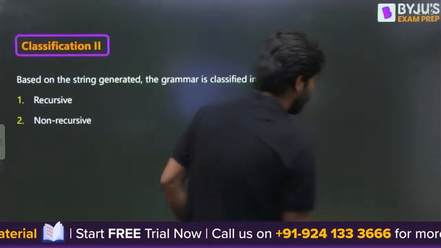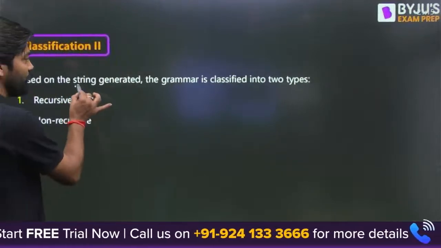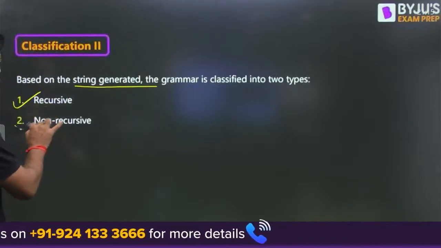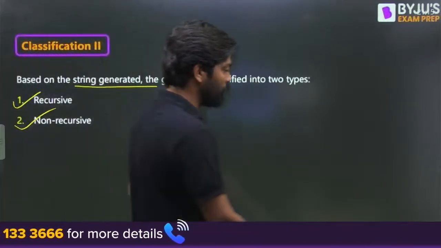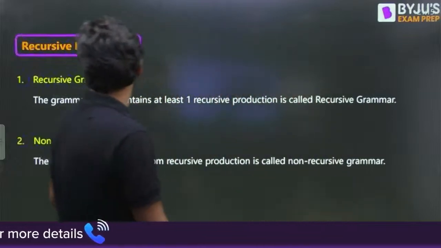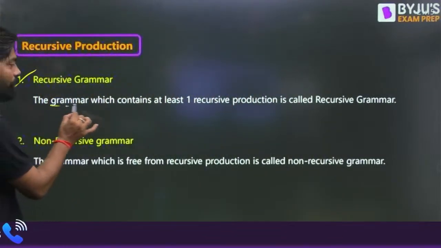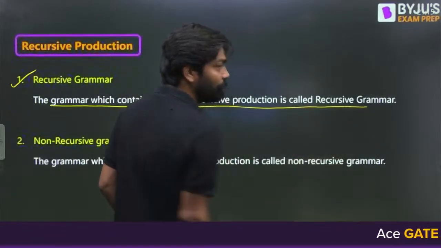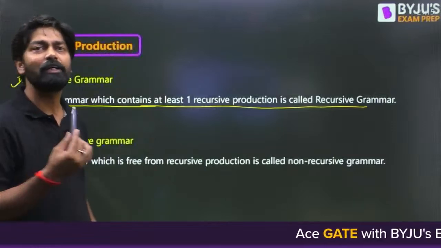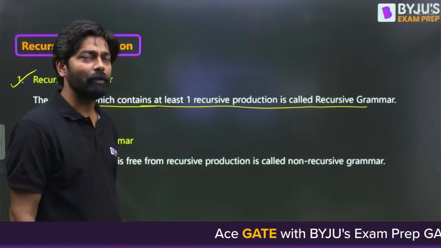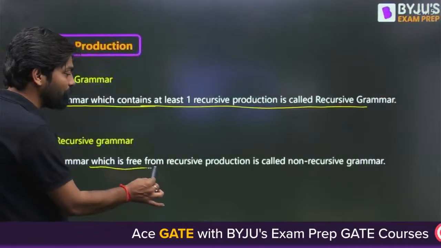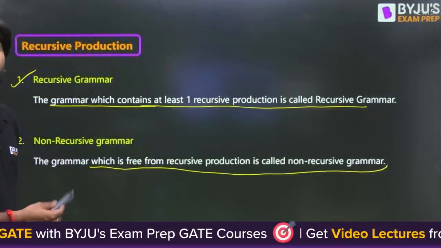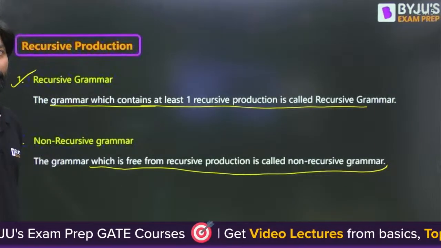I'm moving now. Based on the strings generated, the grammar is classified into two types: recursive grammar and non-recursive grammar. What is recursive grammar? The grammar which contains at least one recursive production is called recursive grammar. And the grammar which is free from recursive production, free from recursion, is called non-recursive grammar.